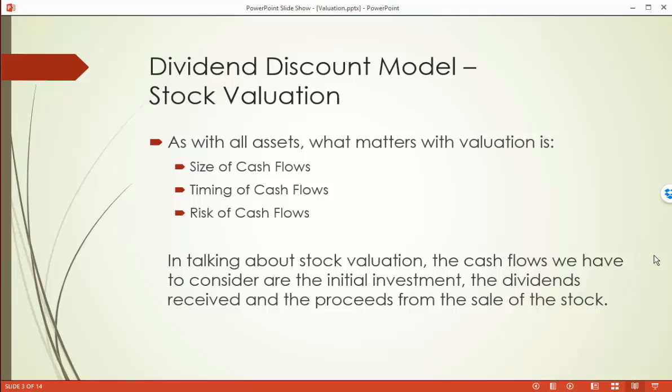And then finally, the risk of the cash flows matters. If the risk associated with the cash flows is higher, the investor is going to put a lower value on those because of the uncertainty associated with receiving the cash flows. So we've got these three factors that we want to keep in mind as we talk about valuation.